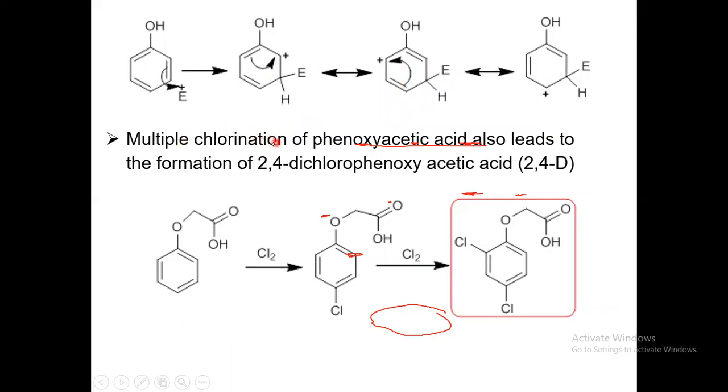So multiple chlorination of phenoxyacetic acid also leads to formation of 2,4-dichlorophenoxyacetic acid. So this is phenoxyacetic acid. We first add chlorine. Now it will give you para, right? Most preferentially. Now it's giving you para because the ortho positions are quite occupied. They are quite bulky, right? So para is free and then it gives you para. So because of steric hindrance, right, or spatial hindrance.